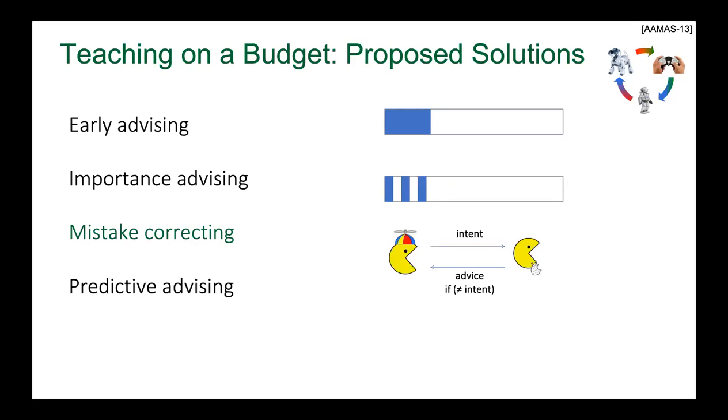So I could do mistake correcting, where I require the student to yell every time it's going to take an action, and then the teacher listens to what it's yelling and then can intervene or not. Or instead of making the student yell, we could have the teacher model the student. So now the teacher's looking at the student. If the student is in an important state, and if the teacher thinks the student is going to mess up based on their model, then it will intervene. So these are 4 heuristics for how we could teach.